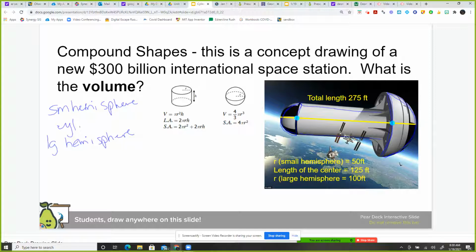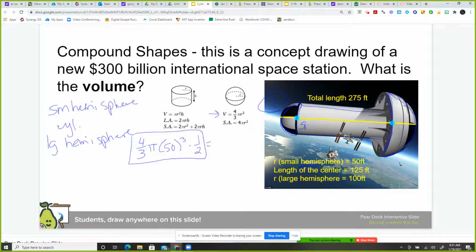So the small hemisphere, let's do that first. The small hemisphere has a radius of 50 feet. So if I'm trying to find the volume of the hemisphere, I've got to do 4/3 times pi times that radius, which is 50, cubed, but then I only want half of that because it's a hemisphere, right? So then multiply by half. Put all of this in your calculator and see what you get.